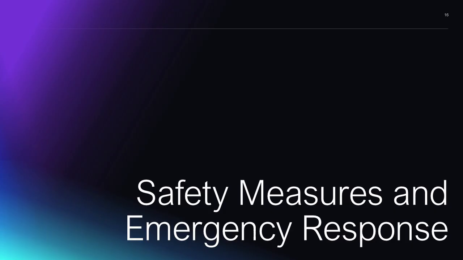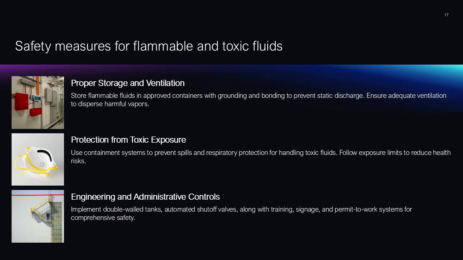Safety measures for flammable and toxic fluids, emergency response procedures. Safety measures include proper storage in approved containers, grounding and bonding to prevent static discharge, and adequate ventilation to disperse vapors. For toxic fluids, measures include containment systems to prevent spills, use of respiratory protection, and implementation of exposure limits.